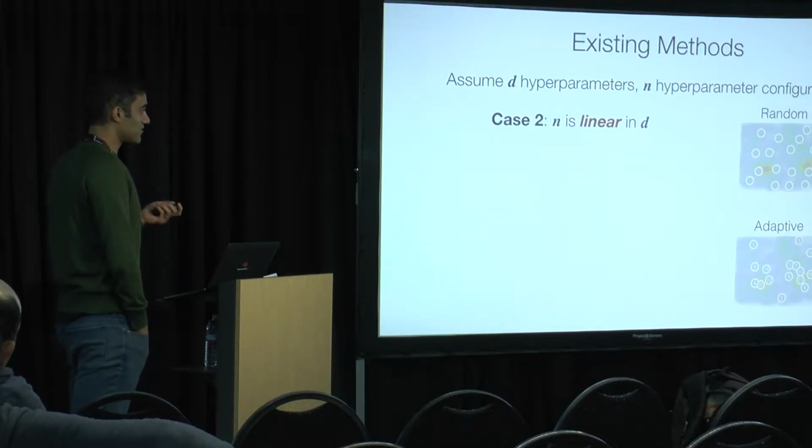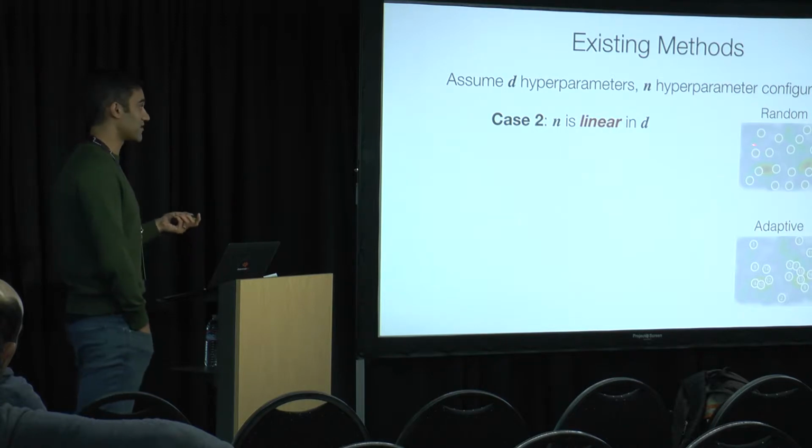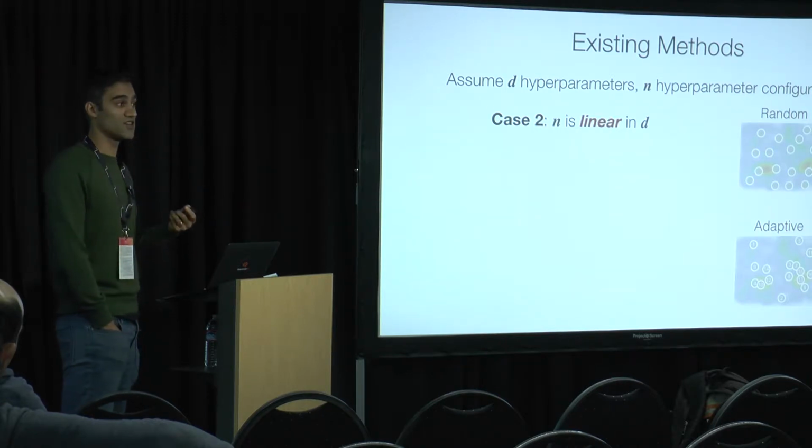The problem is, there's this other setting where n is linear in d. This could be more like a deep learning setting. So now d is not 2, but maybe it's 10 or 20. And because it could take, say, a day or a week to train a model, you're training 100 models instead of 1,000 models. So if n is 100 or n is 50 and d is 15 or 20, now you're kind of in trouble. So now we can't cover the space.